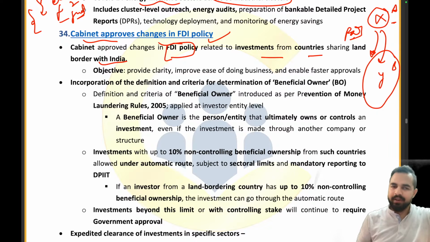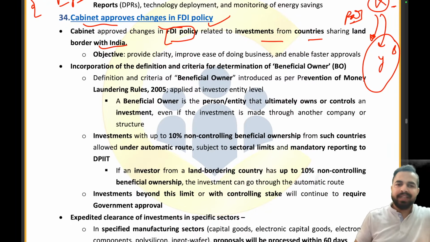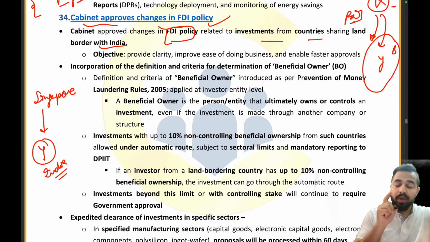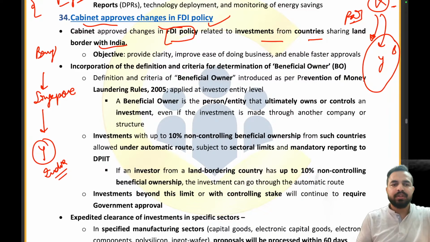So what happens, my dear friends, let's take an example that there is a company of Singapore which is investing in a company Y which is in India. Now the government wants to know who is that person who is behind the Singapore company. If that person, let's take an example, is from Bangladesh.